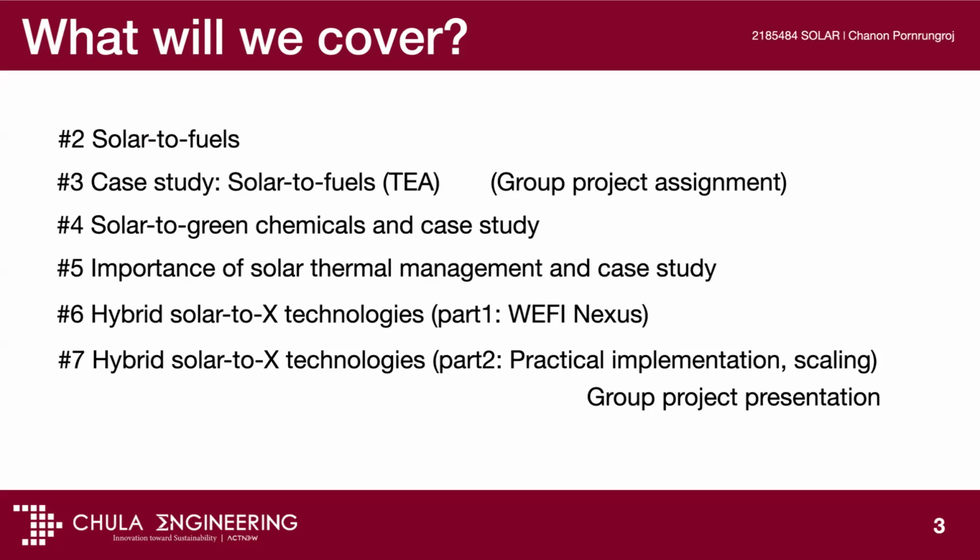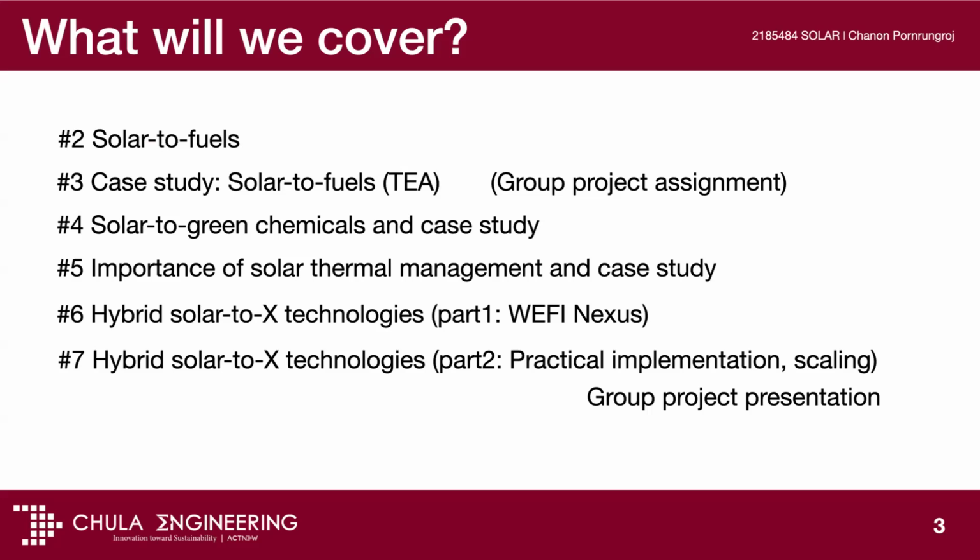And then the fourth class would be solar to green chemicals. And that's also important for the way we move forward. Instead of using fossil fuels to create chemicals, we try to use solar energy to create green chemicals to be used for pharmaceutical or different industries. And also we will talk about solar thermal management and a case study. As you might have heard, heat is not really good for solar conversion. It reduces the efficiencies. So how can we manage the heat?